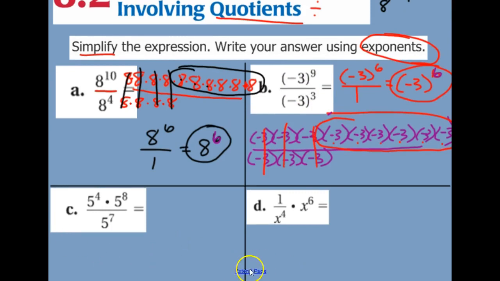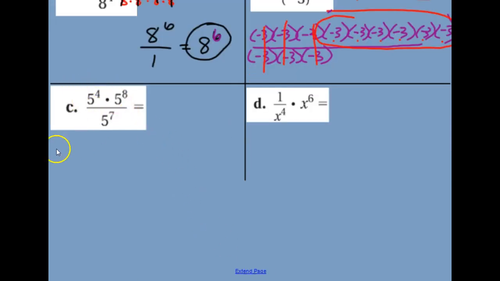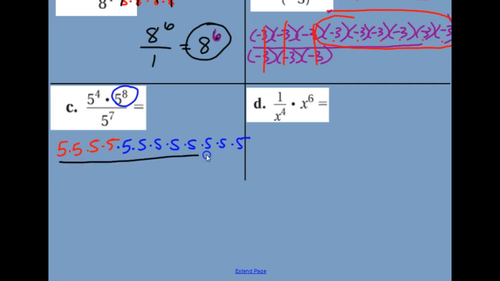So right now we have 5 to the power of 4, so 5 four times. 1, 2, 3, 4 5s. That was that first one. And over here we also have multiplied by 8 more 5s. 1, 2, 3, 4, 5, 6, 7, 8. And then in the denominator on the bottom we have 5 seven times. 1, 2, 3, 4, 5, 6, 7.